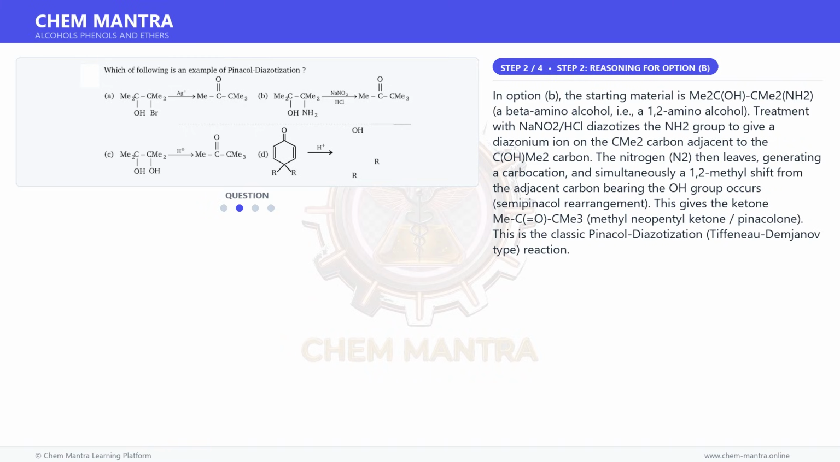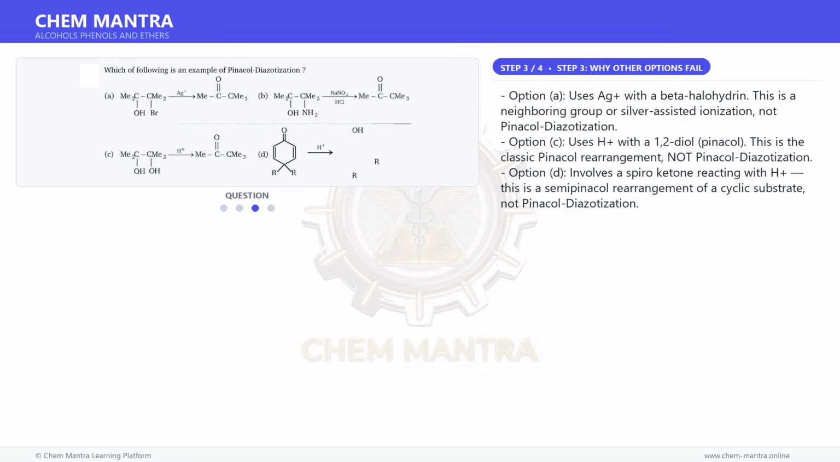This gives the ketone Me-C=O-CMe3, methyl tert-butyl ketone, pinacolone. This is the classic Pinacol-Diazotization, Tiffeneau-Demjanov type reaction. Moving on to the next step. Option A uses Ag+ with a beta-halohydrin. This is a neighboring group or silver-assisted ionization, not Pinacol-Diazotization.